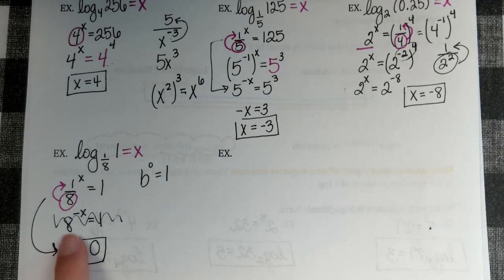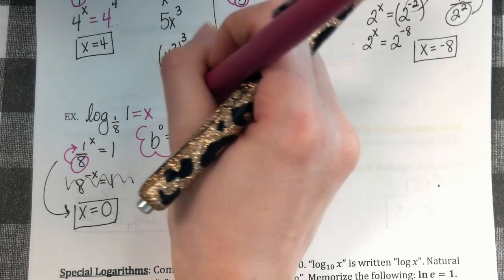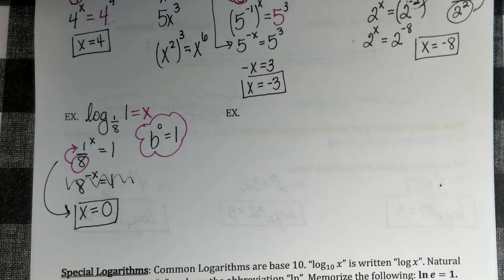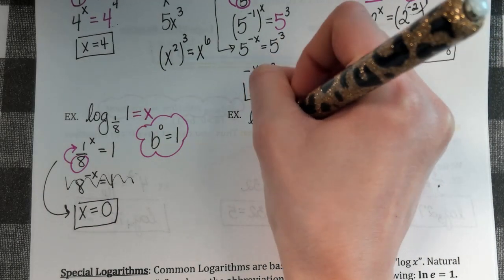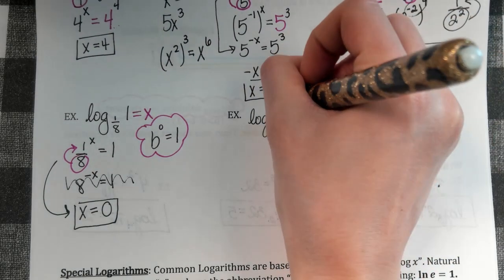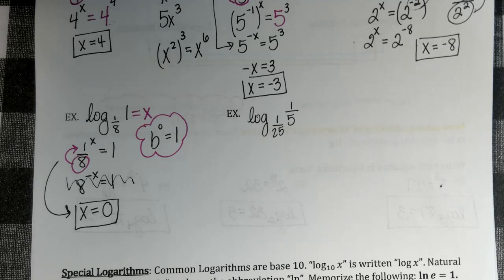But if you do the 8 to the negative x because you know I need to make any fraction come up, that's fine too. Either way, x has to be equal to 0. You have to know your 0 property. So your exponent rules that might have been a struggle with chapter 6 are going to carry on to this because these are inverse of exponents. Okay. So our last example, we have log base 1/25 of 1/5. I want you to actually do this one on your own. I want you to try it and then check.